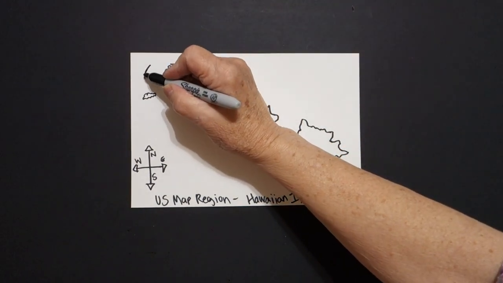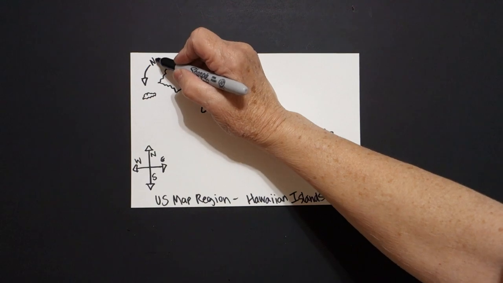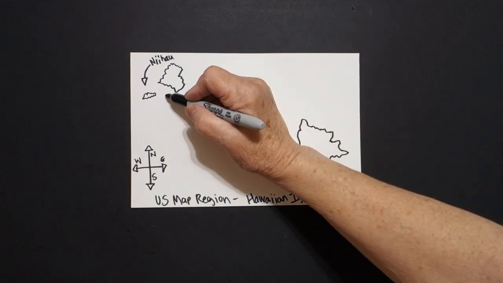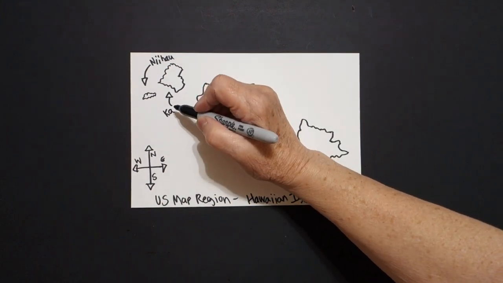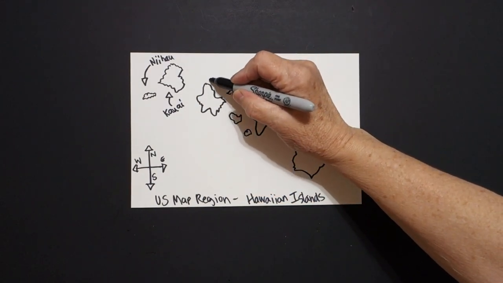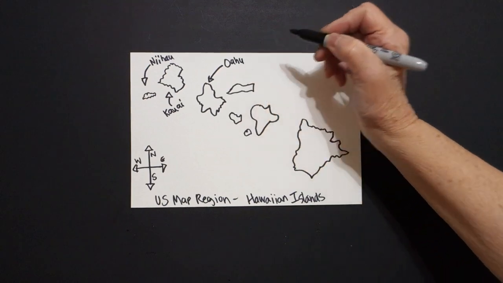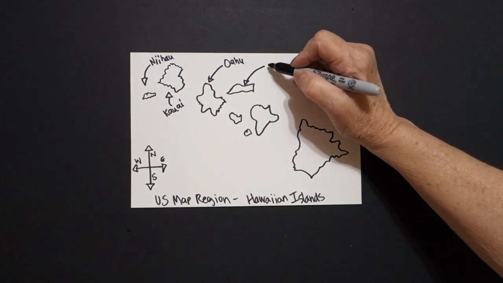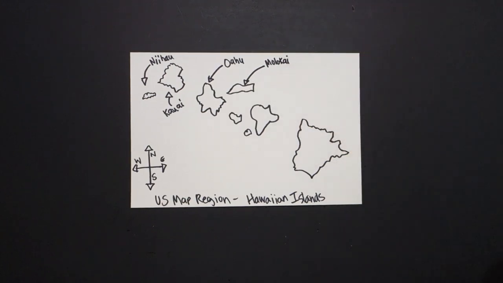Starting over here, curve line, baby triangle. This is Ni Hao. I'm probably saying it incorrectly. Little one. But this one, triangle, curve line, is Kauai. Then this curve line, baby triangle, is Oahu. Then this one, curve line, baby triangle, is Molokai. And again, I apologize if I'm saying these all wrong. Somebody's going, you are. All right.